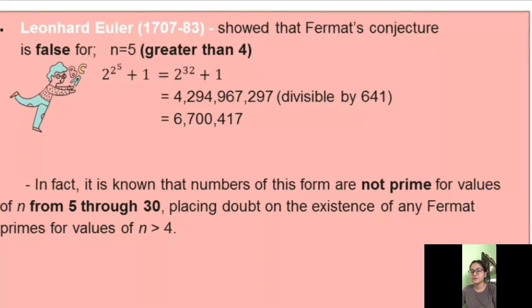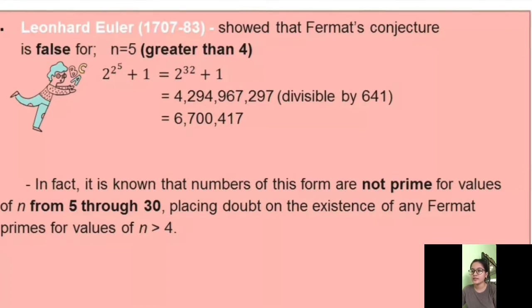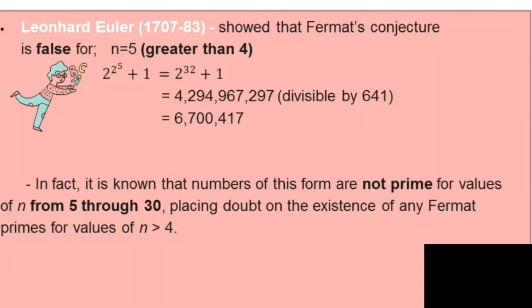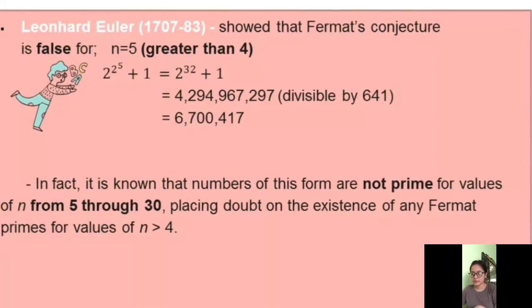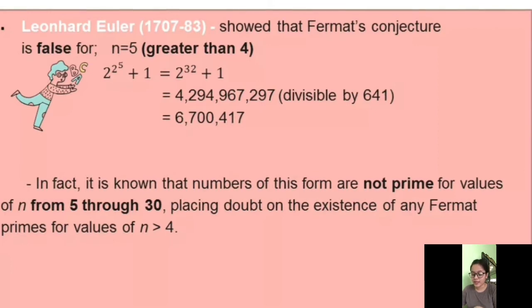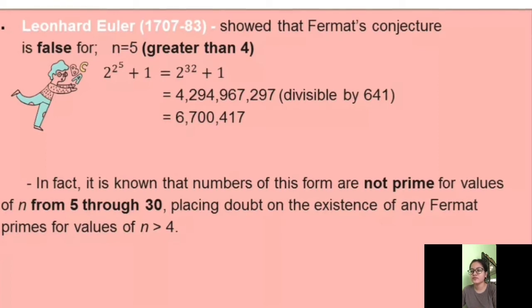For example, 2 raised to 2 raised to 5, plus 1, is equal to 2 raised to 32 plus 1. The answer will be 4,294,967,297. But it is divisible by 641. So it is a composite number, not a prime number, and a special type of composite number known as a pseudoprime. In fact, it is known that numbers of this form are not prime for n from 5 to 30.